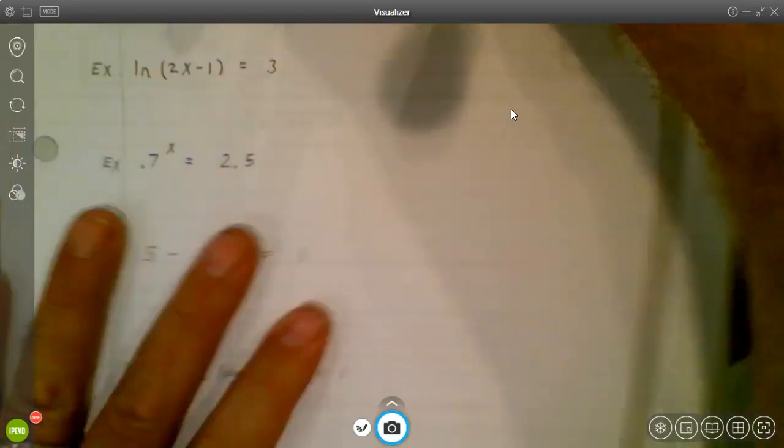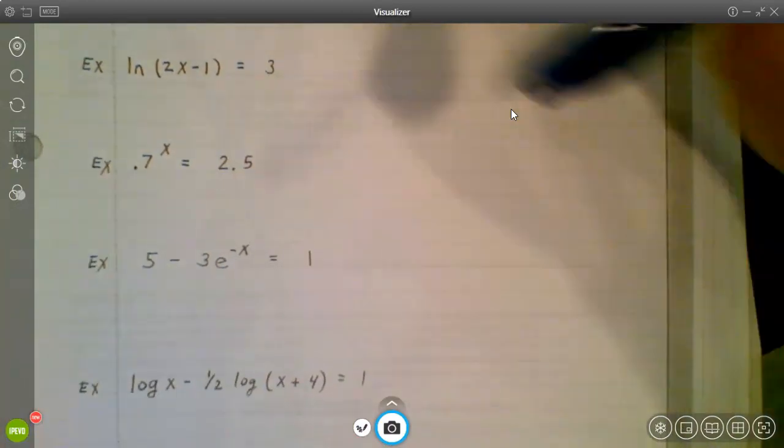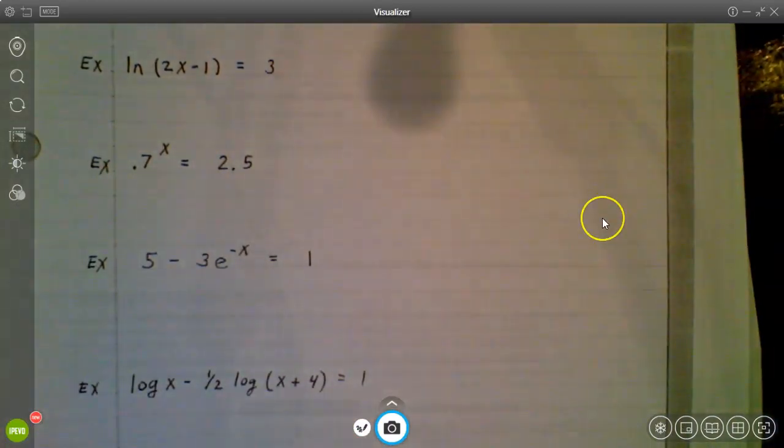So let me take you down. I just tried to lay out several different scenarios here to give you a bunch of examples to look at for this section, because that's one of the tough things about solving log equations: there are just a lot of different scenarios that we could come up with. So let me jump into this next one.